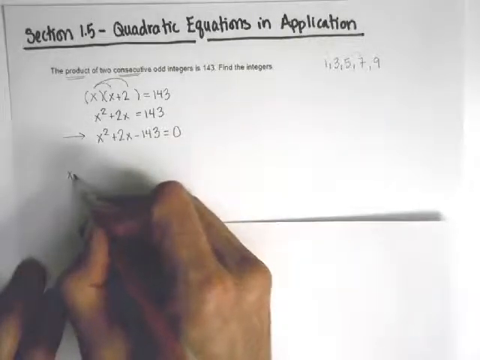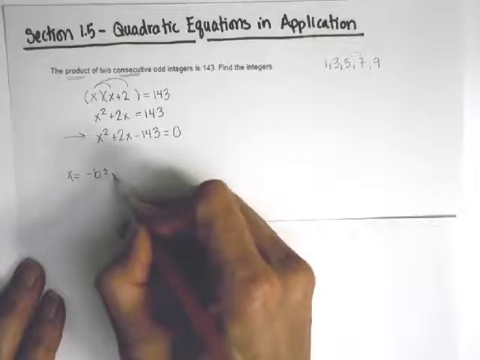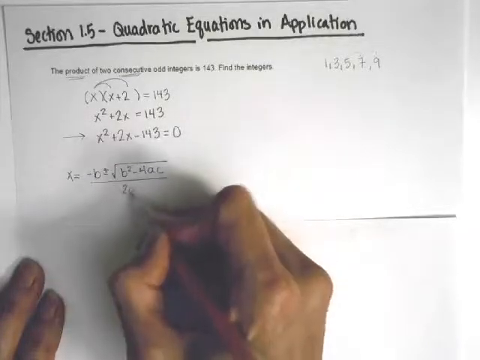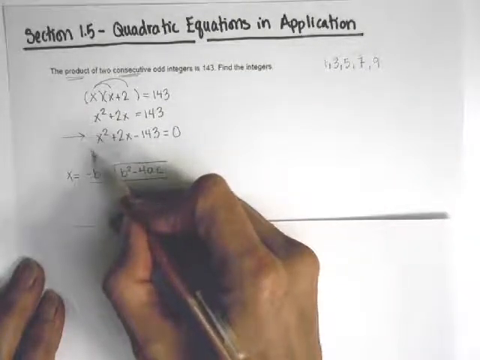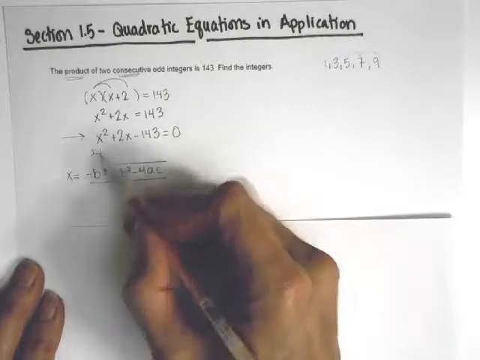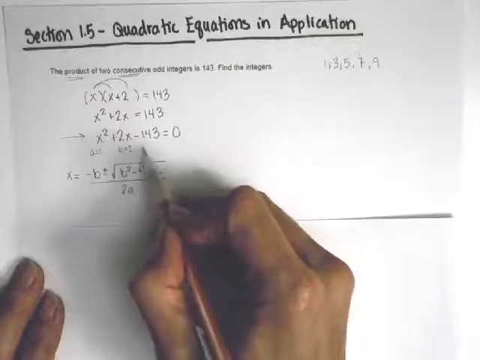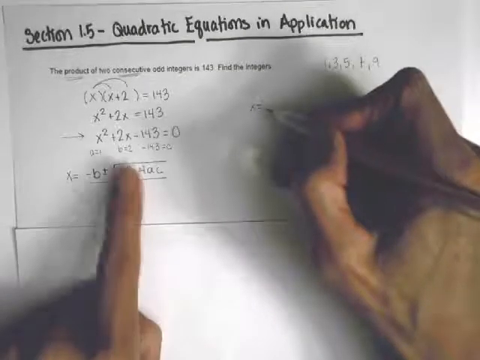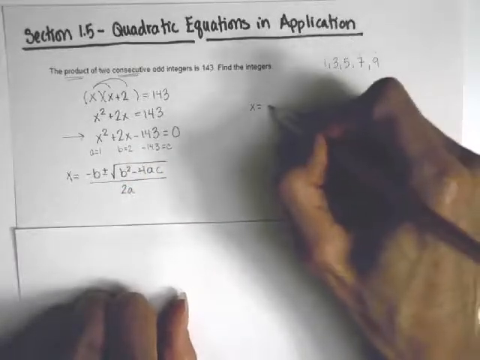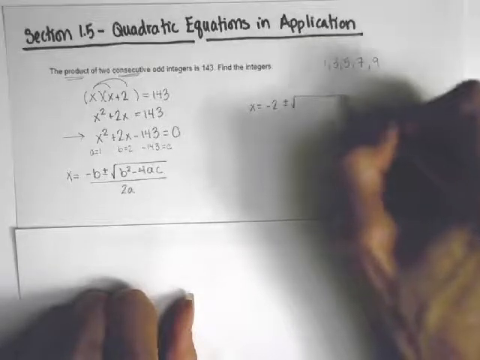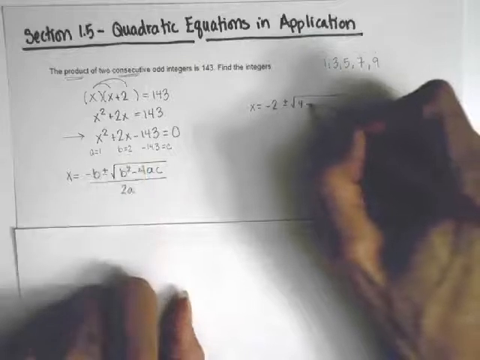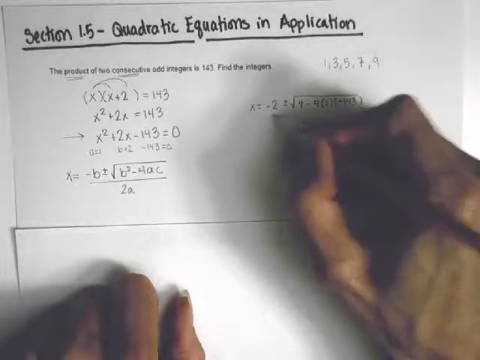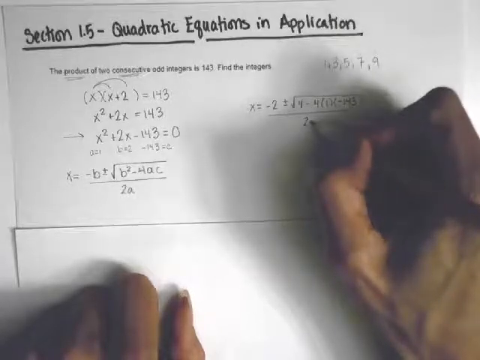So remember, the quadratic formula is x is equal to the opposite of b plus or minus the square root of b squared minus 4ac, all over 2a, where the number in front of the x squared is a, the number in front of x is b, and the constant is c. So using this formula, I can say x is equal to, since b is equal to 2, the opposite of b is going to be negative 2 plus or minus the square root of the b value squared, which is 4, minus 4 times 1 times negative 143, all over 2a, which is 2 times 1.